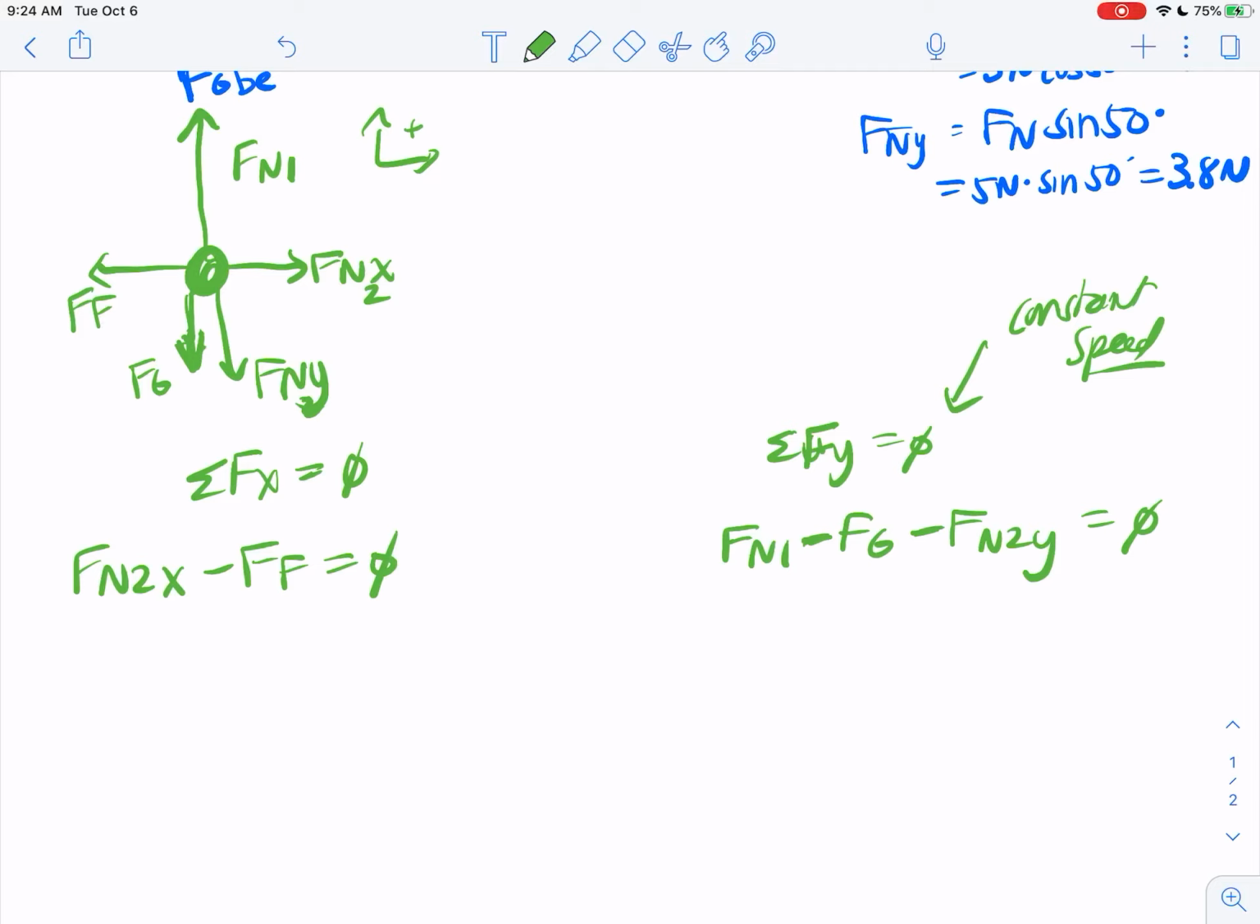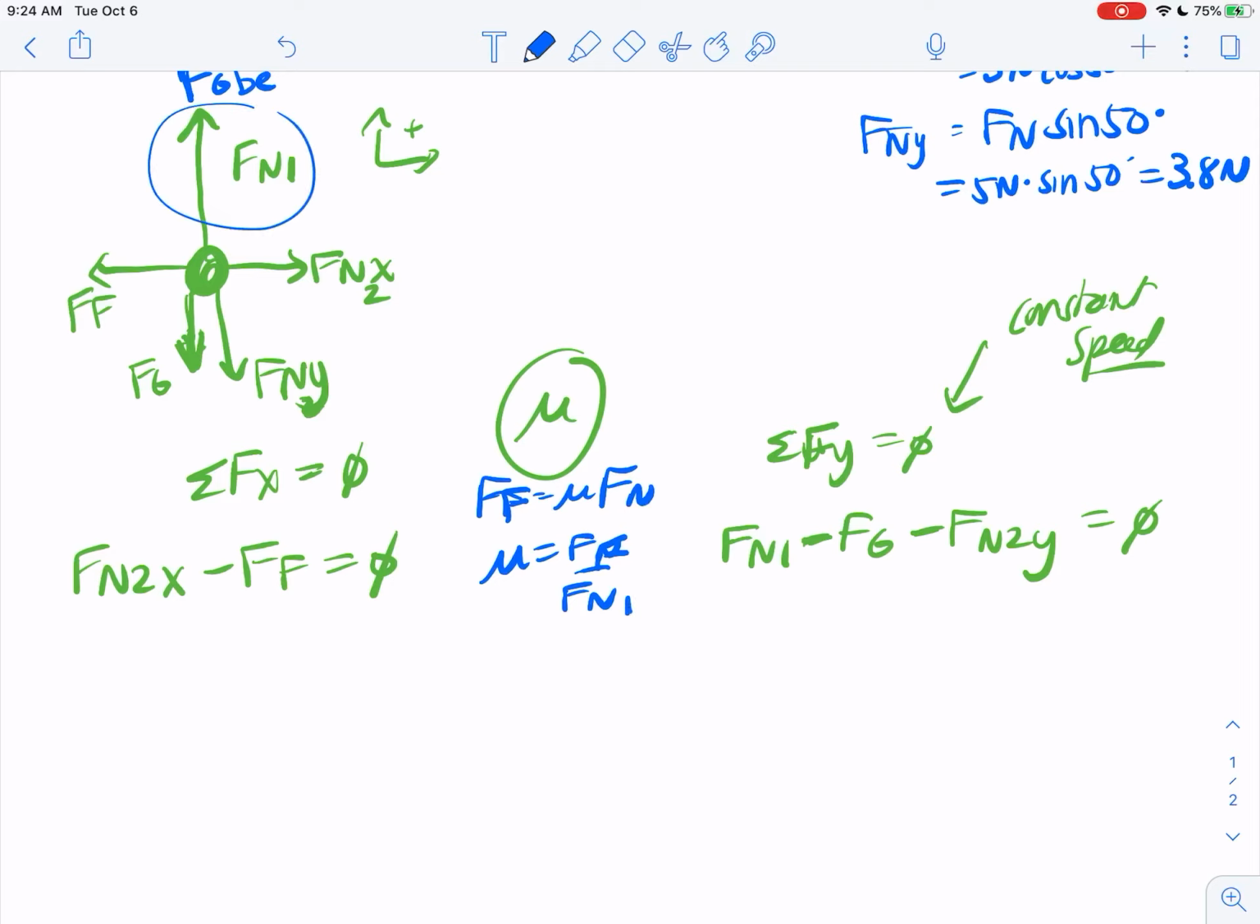All right, now I have to try to figure out what I'm looking for. So I'm looking for mu, the coefficient of friction. And the only thing I know that has mu in it is this equation. Force of friction equals mu times the normal force. So if I want mu, I'm going to need Ff and FN, and it's actually FN1, right? Because it's this one that I care about, the one that's with the ground. That's the one that I'm talking about. So I can see that I'm going to need Ff and FN1 to get the mu.